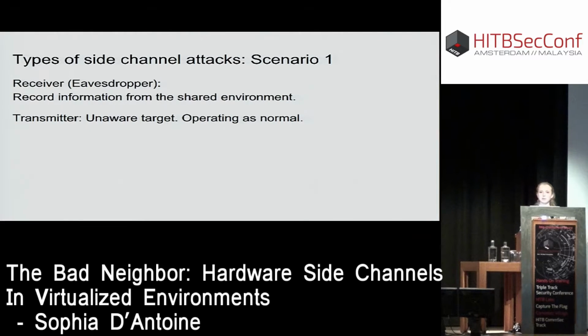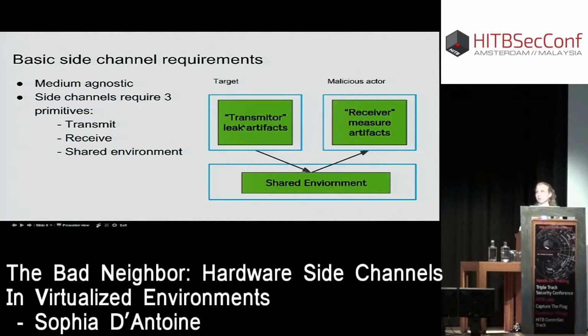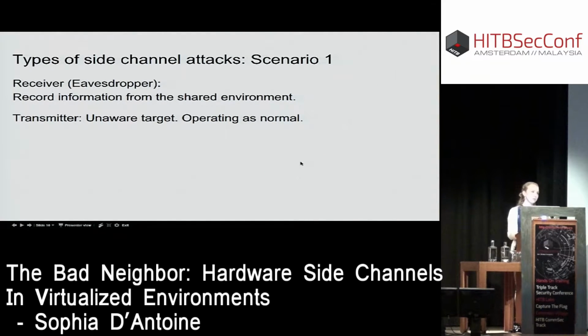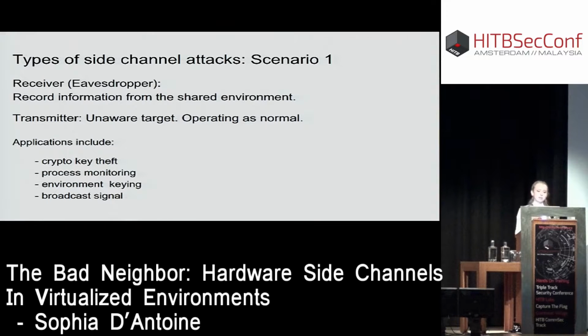All right, so using these 3 different structures, we can actually form 3 different classifications of side channel attacks. And the first scenario is the one I've been talking about up until this point. That's when your transmitter is unaware that it's transmitting. It's running its encryption processes on a CPU somewhere, unaware that someone's eavesdropping on it. And the receiver is gaining information from that system, reading some information from that shared hardware that allows it to make some sort of mapping between that gained information and the transmitter's RSA private key.